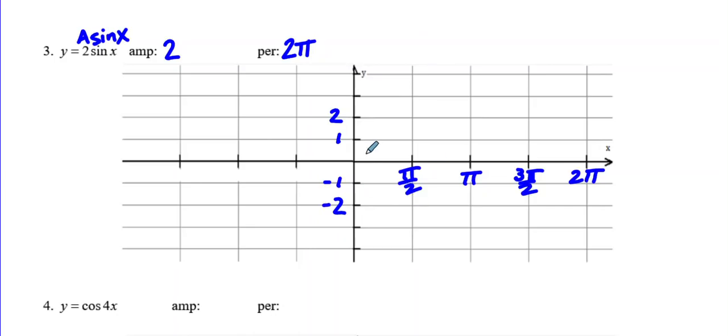Your graph is going to follow the same pattern as the parent graph for sine, which is midline, up, midline, down, midline. The only thing that changed is our amplitude, which is 2. So instead of going up 1, we went up 2. You still need to draw a nice sine curve. Do not connect with straight lines. And then you can continue on the left to show another period as well.